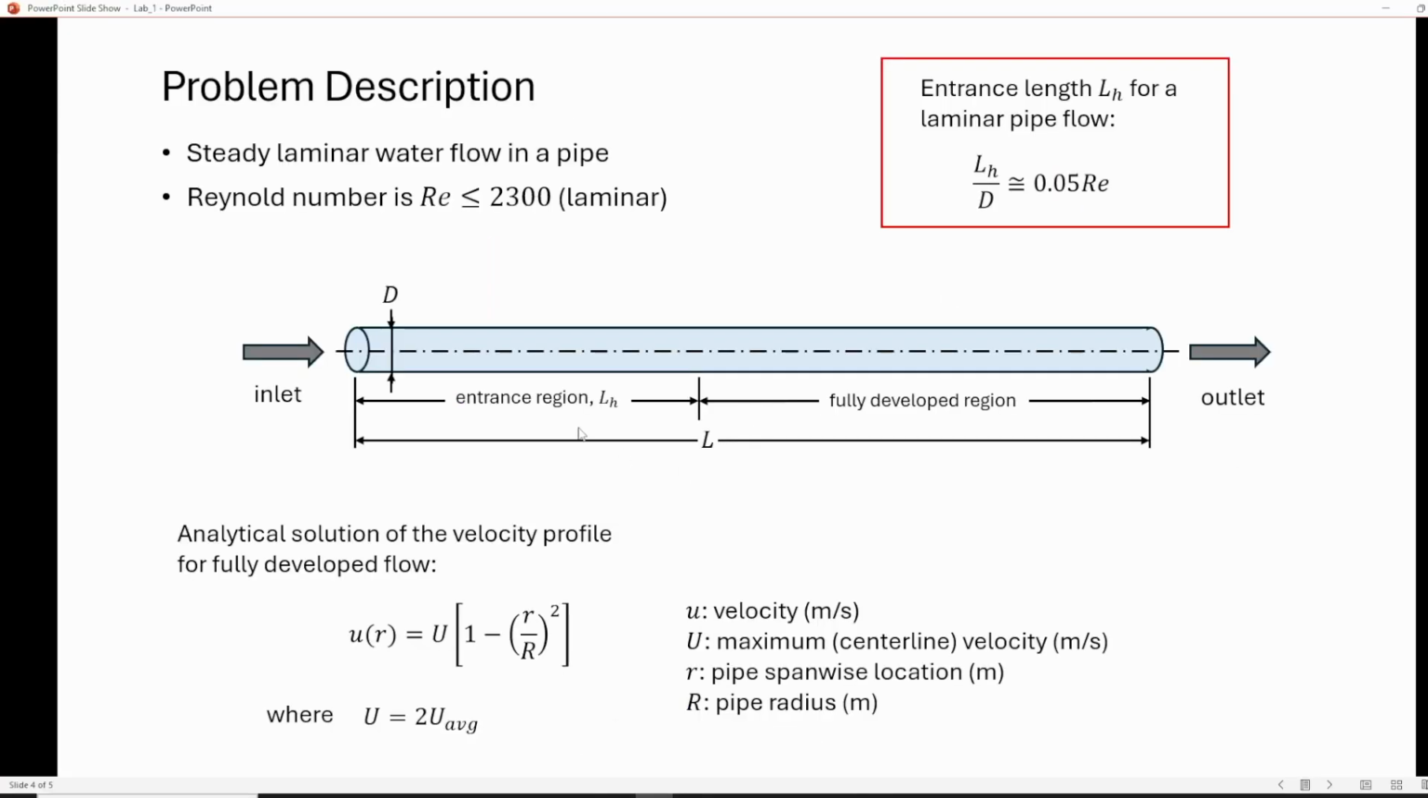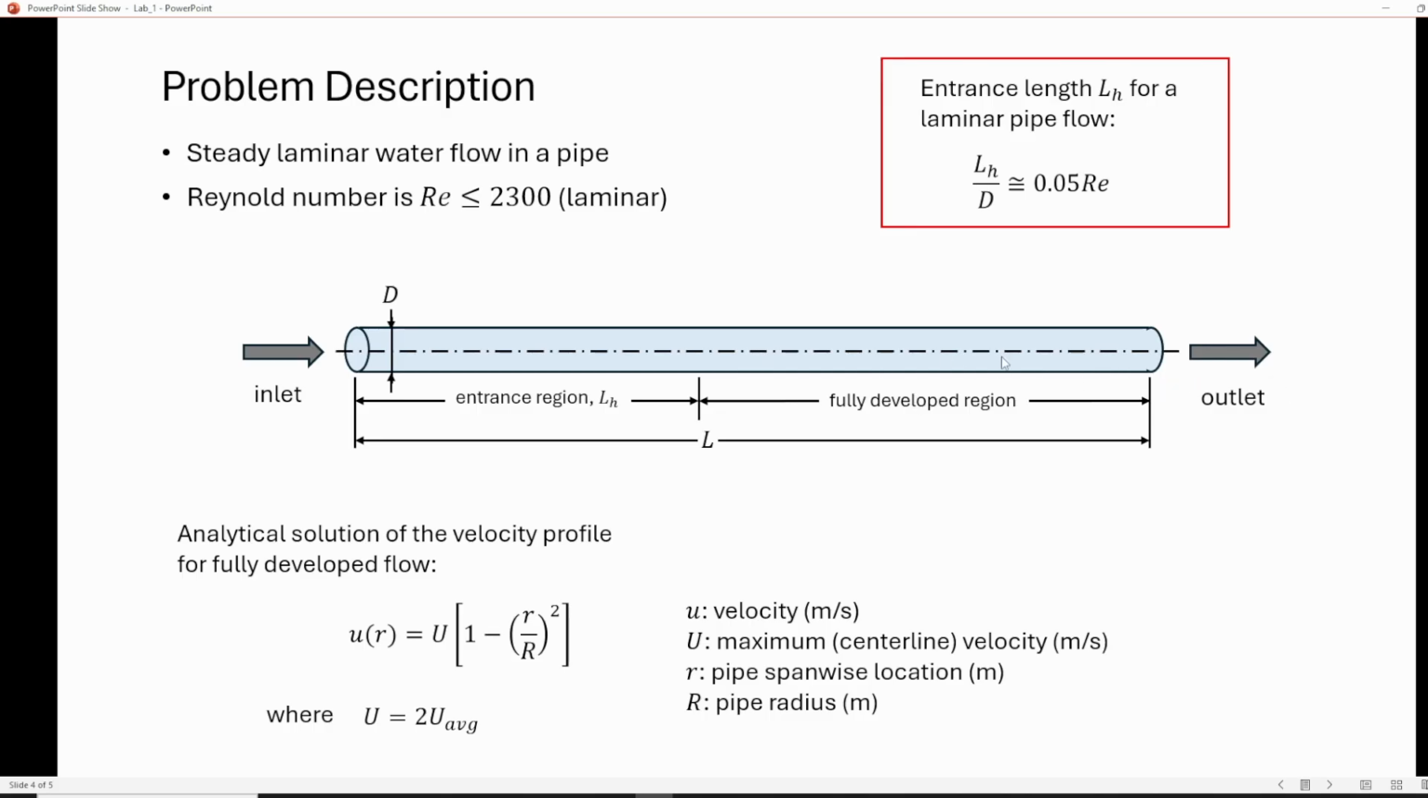So we will have the flow inlet, and then this pipe has an internal diameter of d, and then we'll have the entrance region, and the entrance length for laminar pipe flow can be calculated using this equation. And then after the entrance region, the flow will be fully developed, and since this is a steady flow and the flow is fully developed, the velocity profile does not change in the x direction.